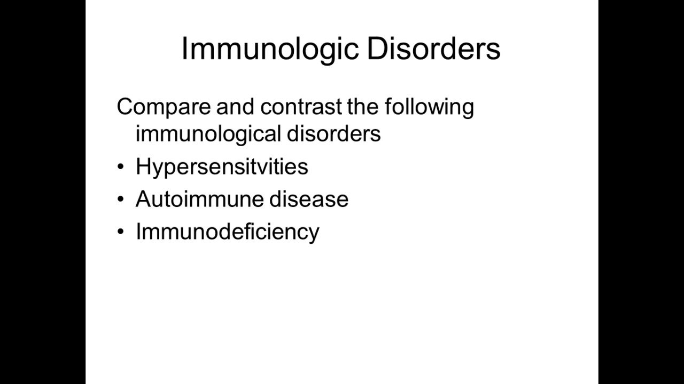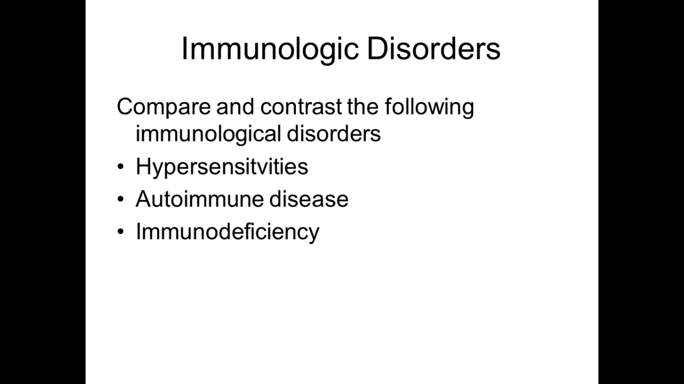Autoimmune, the name itself kind of lets you know what it is, right? Auto means self. Immune, this is where the immune system is attacking yourself, right? And again, this isn't something normal. This is an unfortunate thing that sometimes happens. And then immunodeficiency, where the immune system is deficient, right? It's not working properly. And there's lots of different reasons why that could potentially happen, right?